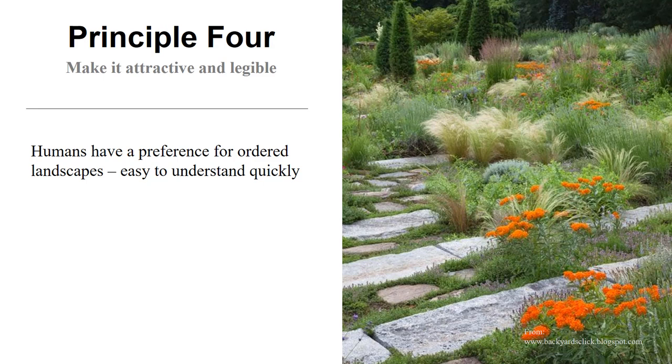So here on the right, I've shown this image before. This is our granite paver pathway. We have low-growing ground covers, grasses, and forbs in the foreground. We have some evergreens in the background that kind of points interest and draws our eyes back into the landscape. But we can see there's a clear path. It looks like there's interest back there, that it's drawing our eye into this landscape. And so it's attractive and it's legible.